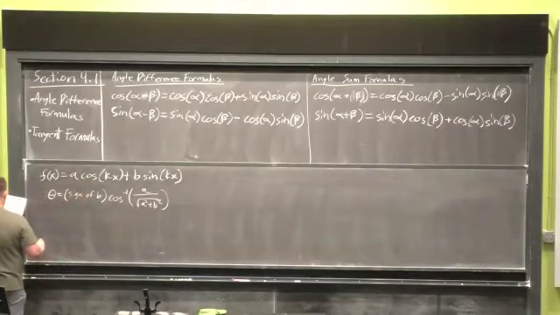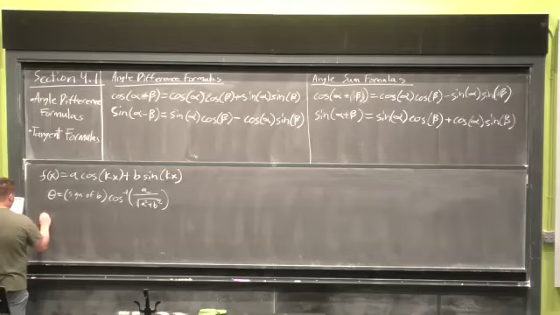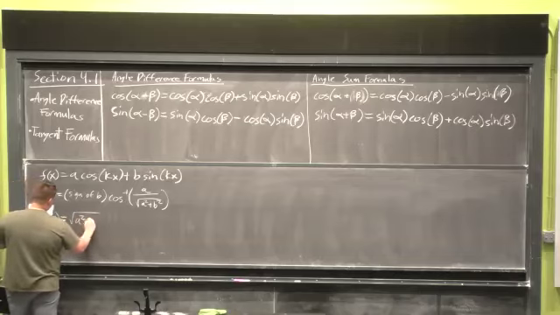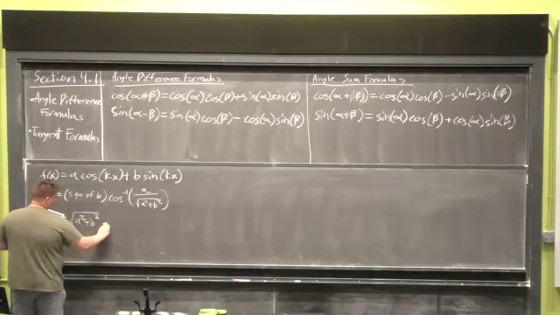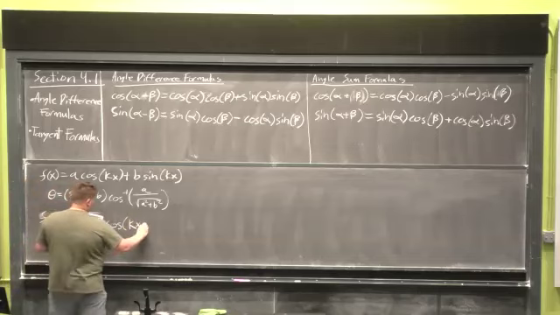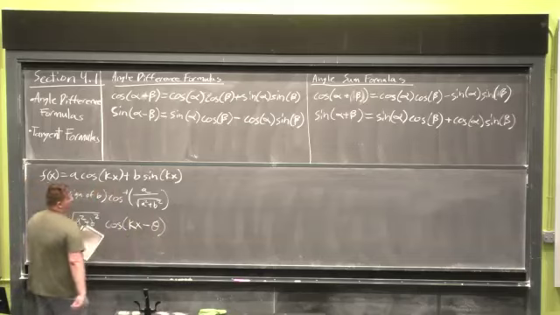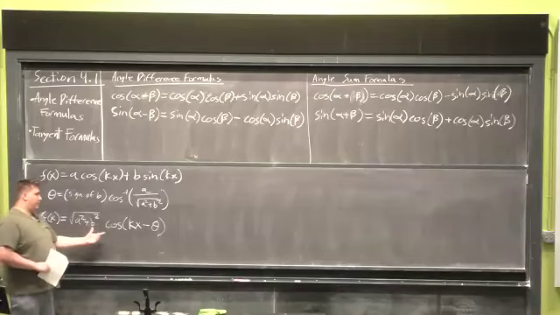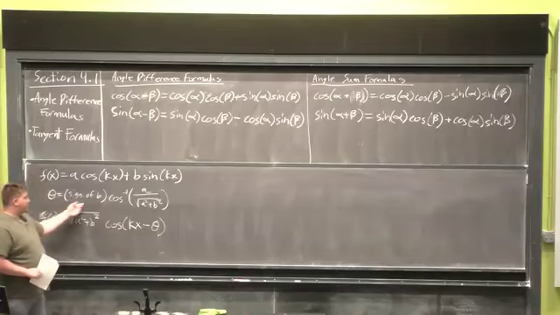Then we're going to say that f of x is equal to square root of a squared plus b squared times the cosine of kx minus theta. So this equation, we can rewrite it as a single equation of cosine given this theta.